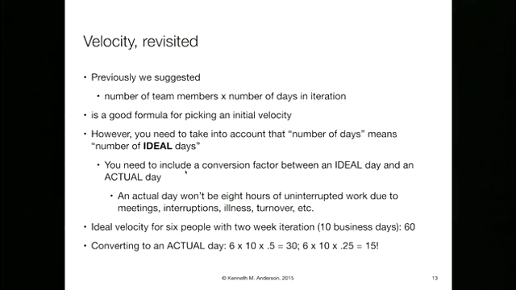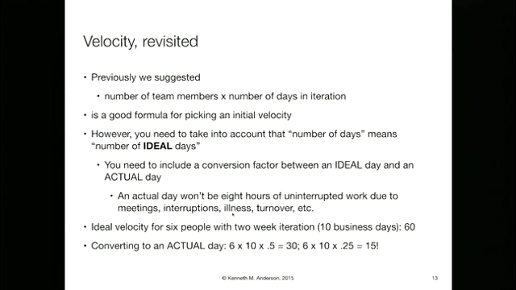But you have to take into account that our definition of a point is an ideal day. So you also want to put in a conversion factor which says, how do I go from an ideal day to an actual day? An actual day, of course, won't be 8 hours of uninterrupted work. There are meetings that prevent us from doing the full 8 hours. You get interrupted. You have to go to lunch. There's illness. There's turnover. Suddenly you were a team of 5, and then someone goes to lunch with someone else and comes back and says, I'm going to go to this other startup company. Now you're a team of 4. And that's a real risk.